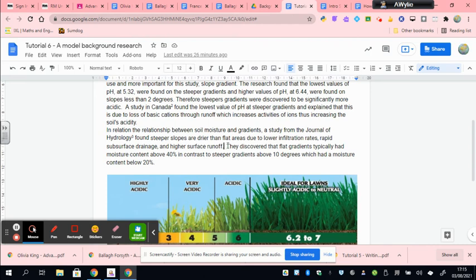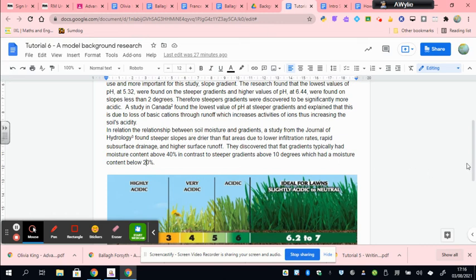They've actually found some data. They've discovered that flat gradients typically had moisture content above 40%, in contrast to steeper gradients above 10 degrees, which had a moisture content below 20%. Now, because they've found in this study that flat slopes have more than 40% water in the soil, whereas steep gradients, when they're above 10 degrees in angle, tend to have less than 20% water in them, that once again allows me later on in my findings to compare my results to this particular study.